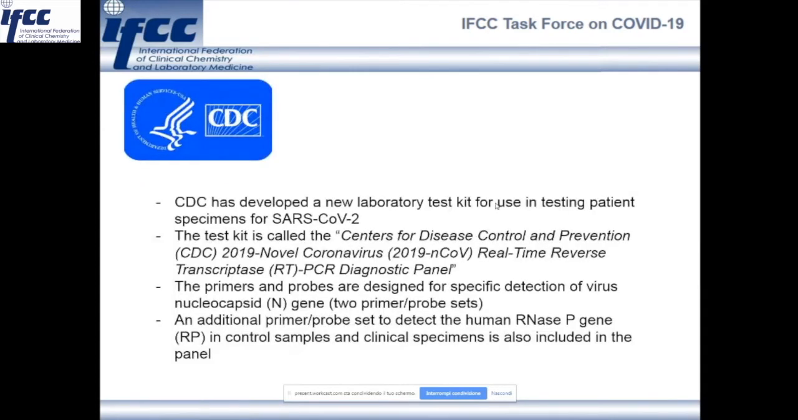The CDC has also developed its own RT-PCR assay, whose primers and probes are designed for specific detection of the N gene, while an additional primer probe set can be used to amplify the human RNase P gene.